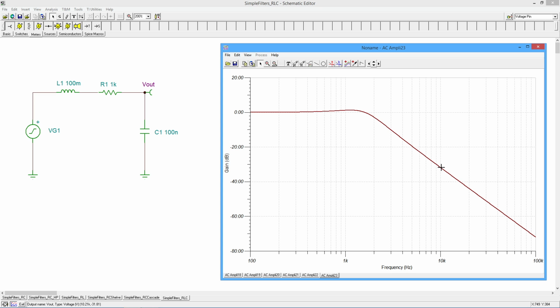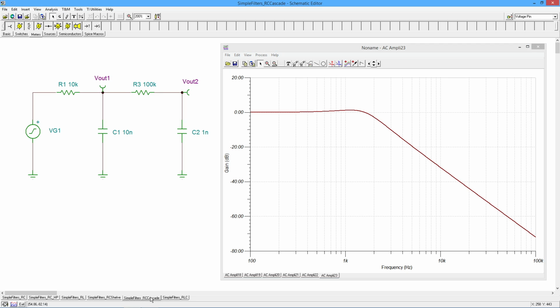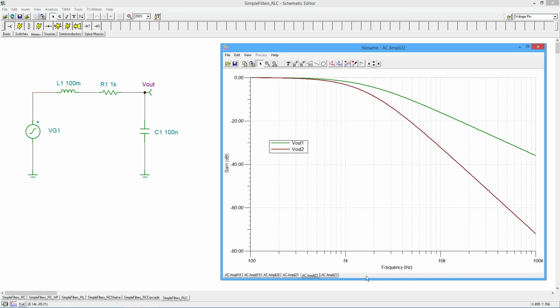But if we look at the attenuation up here, once it flattens out, without getting out the cursors, we're sitting somewhere around minus 35. And over here we're sitting around maybe minus 75 or so, at 100K. So there's our 40 dB per decade roll-off that we had with the cascade circuit, okay? So, a quick comparison, right?